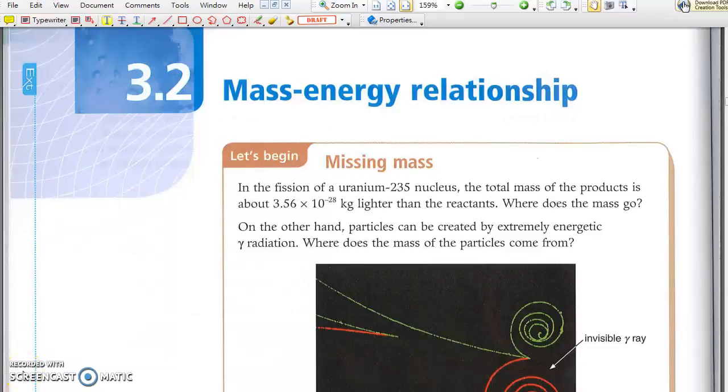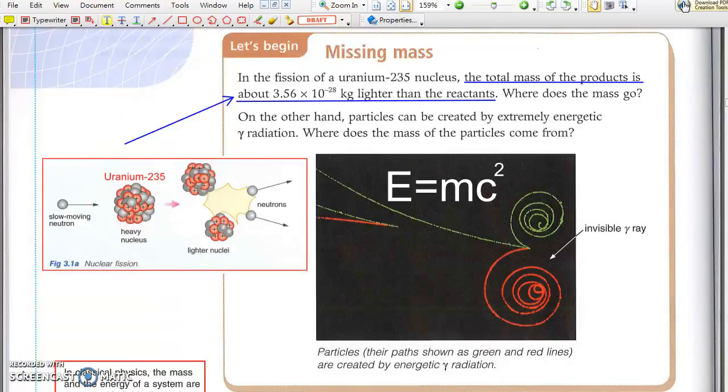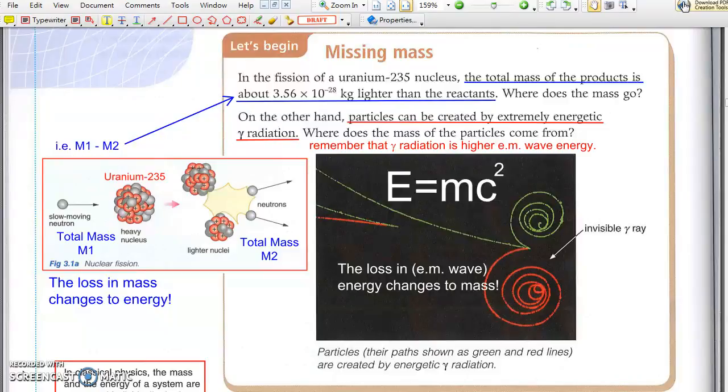3.2 Mass-energy relationship. Let's begin. Missing mass. The very famous equation from Einstein, E equals mc squared, suggests that energy and mass are interconvertible. In fact, scientists have found that mass disappears to create energy, and energy may also turn into mass.